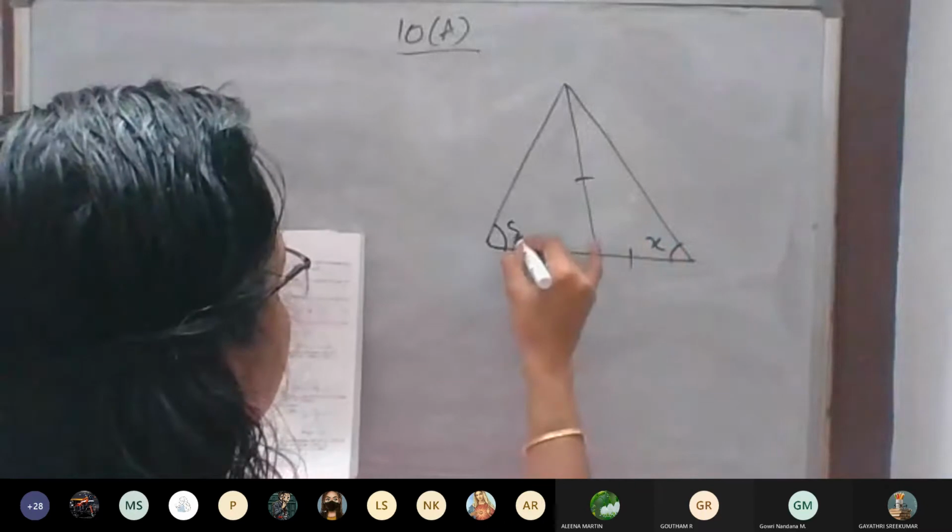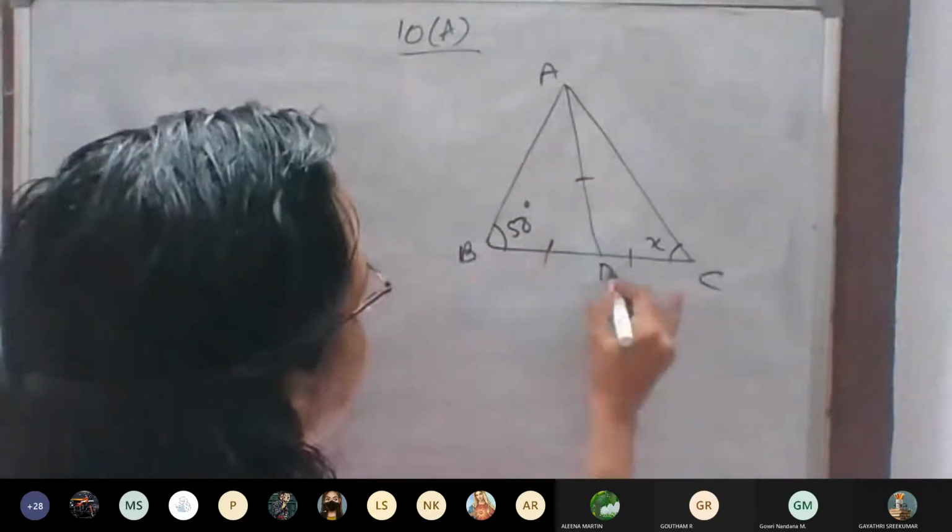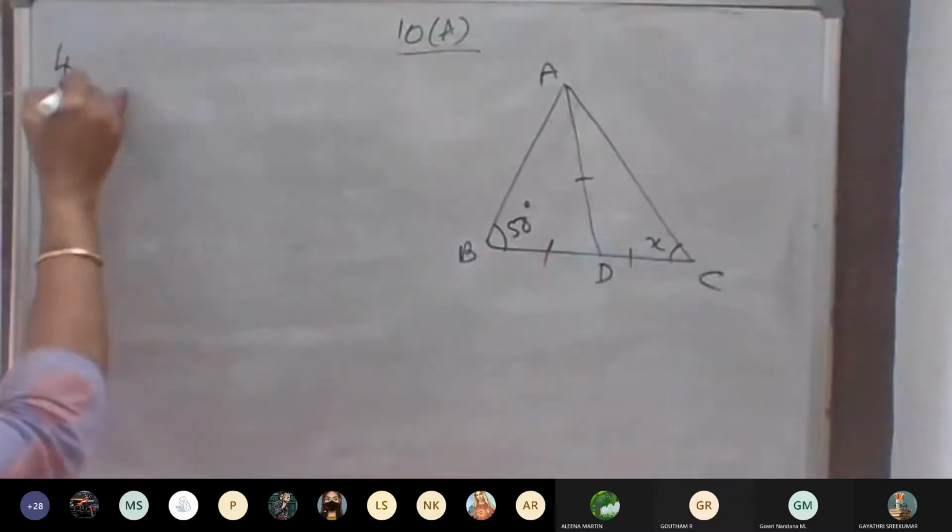X, this is 50 degree. So these three sides are equal. A, B, C, D. Fourth, second part.